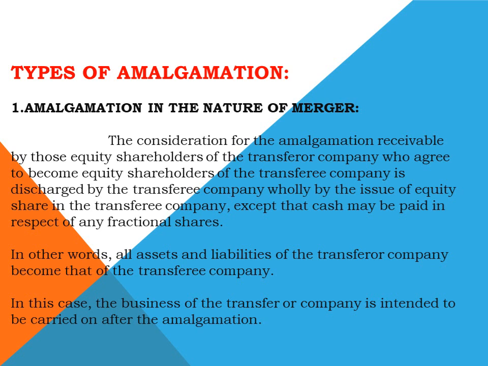No adjustments are required to be made in the book value of assets and liabilities of the transferor company when they are incorporated in the financial statements of the transferee company. All the assets and liabilities of the transferor company become that of the transferee company. The business of the transferor company is intended to be carried on after the amalgamation by the transferee company. Purchase consideration is discharged only by the issue of equity shares in the transferee company, except that cash may be paid in respect of any fractional shares.